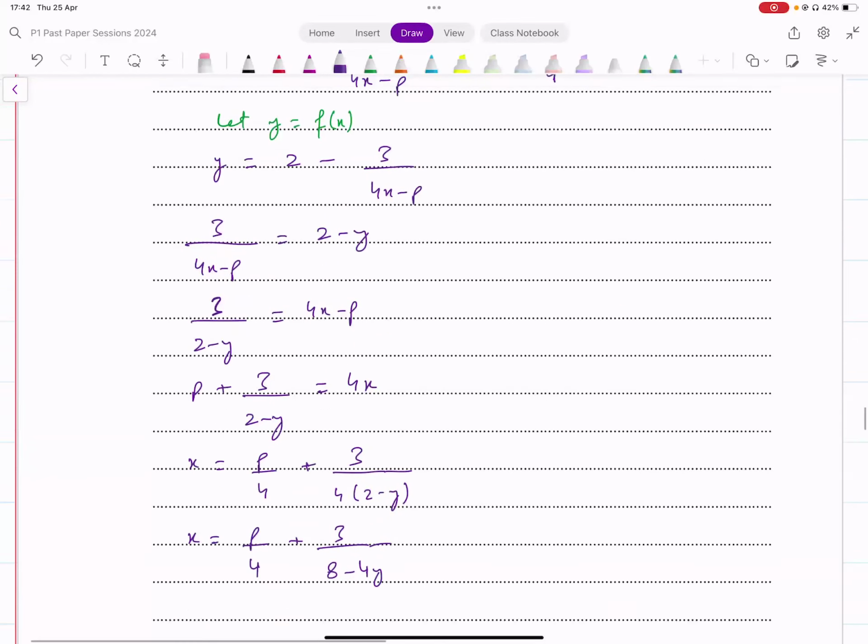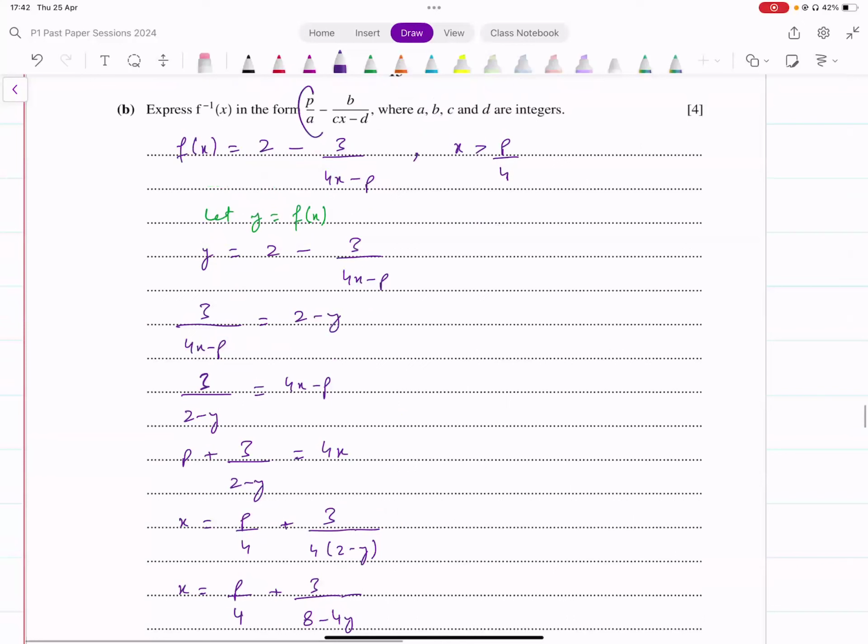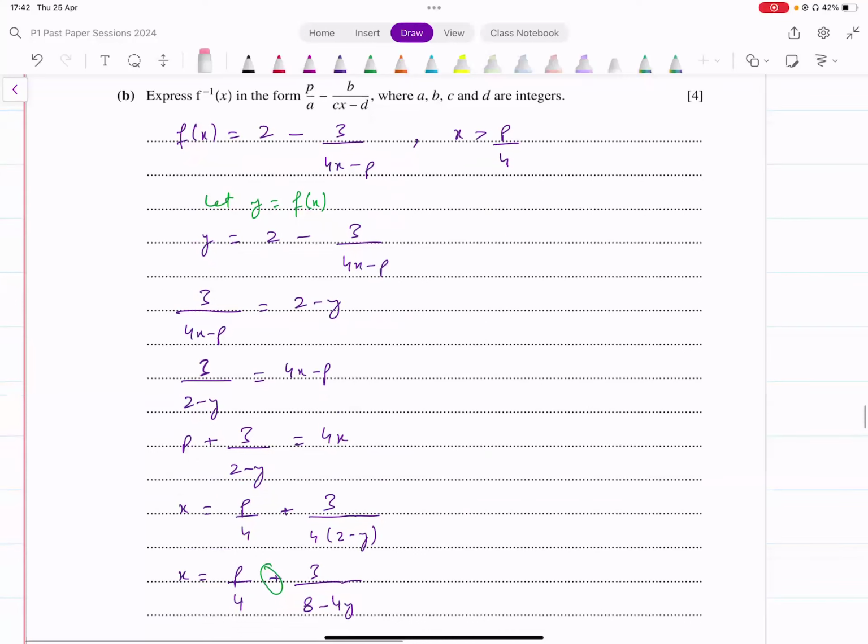Now, what's the form that they wanted? P over a. Well, we've got that. P over some number, where a is an integer. Yes, that's correct. Then you have minus here. We've got plus here. And then in the denominator, they've got cx minus d. When we interchange the variables later, the y would become x. But here, the variable is the first term and the constant is the second term. We have the constant as the second term and the variable as the first term.